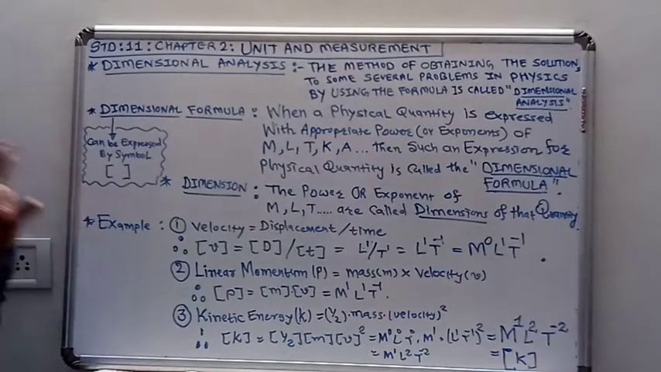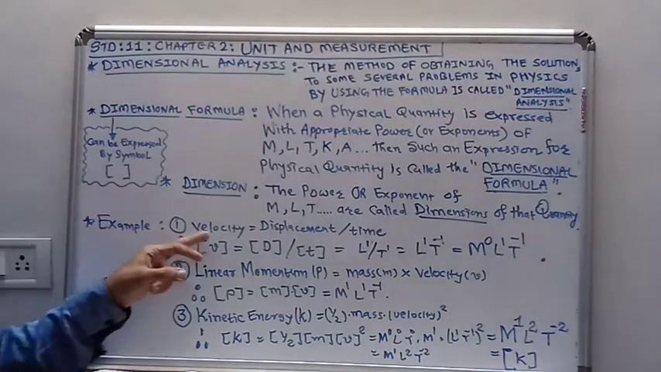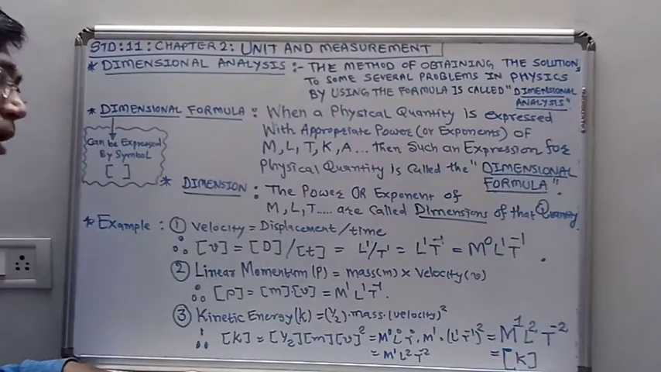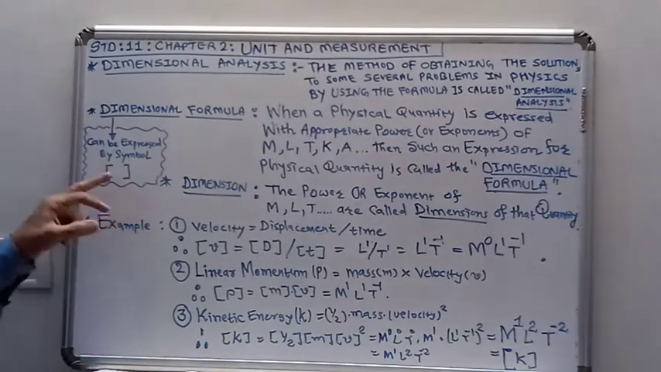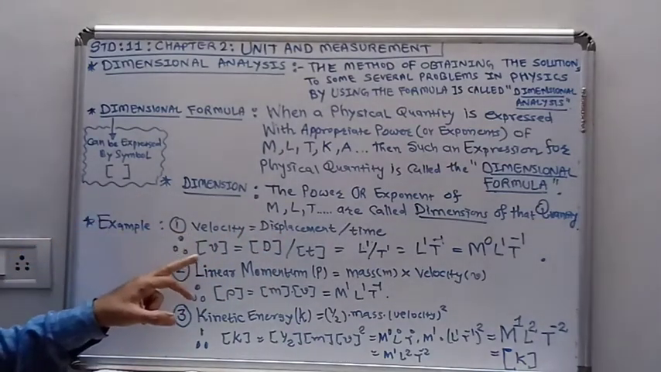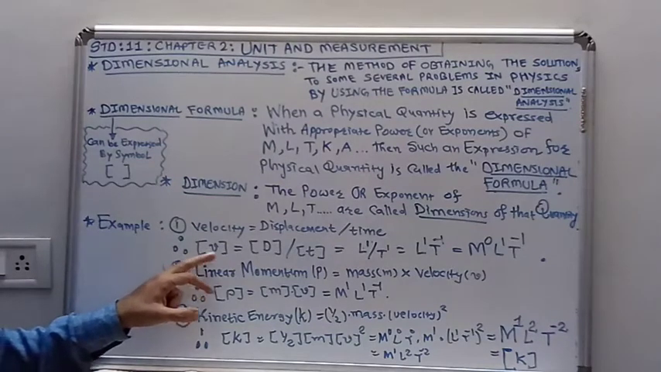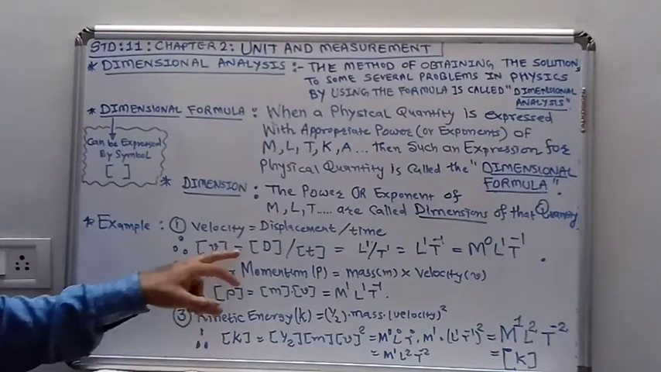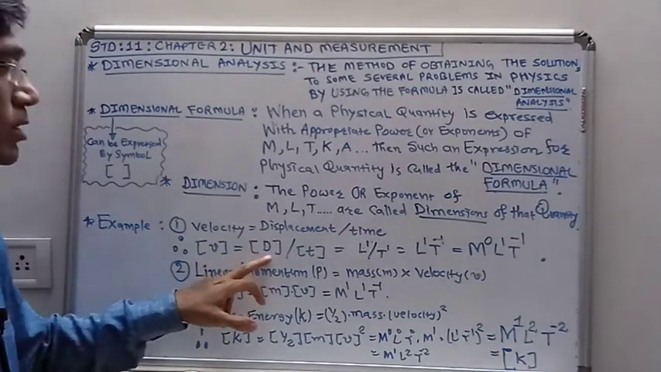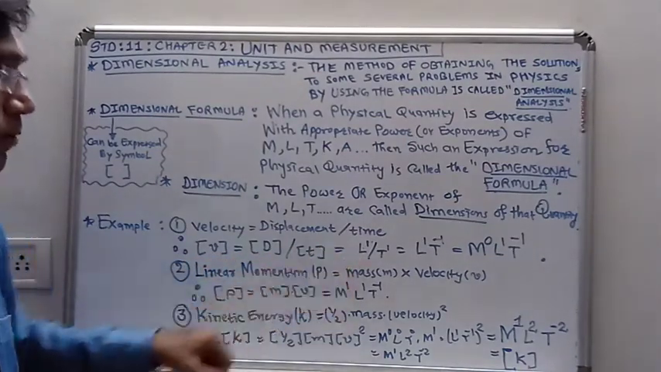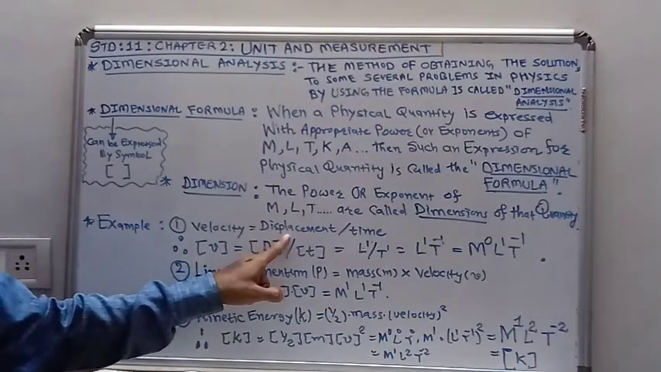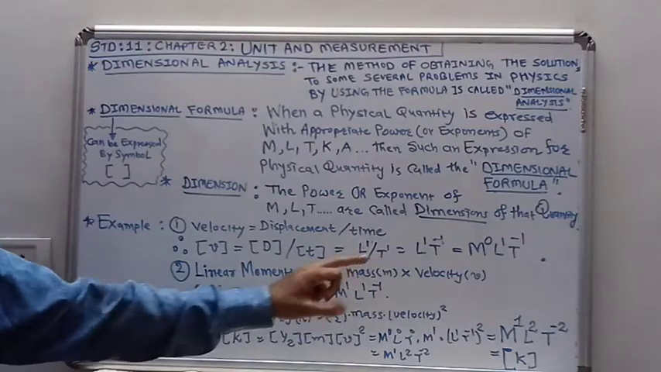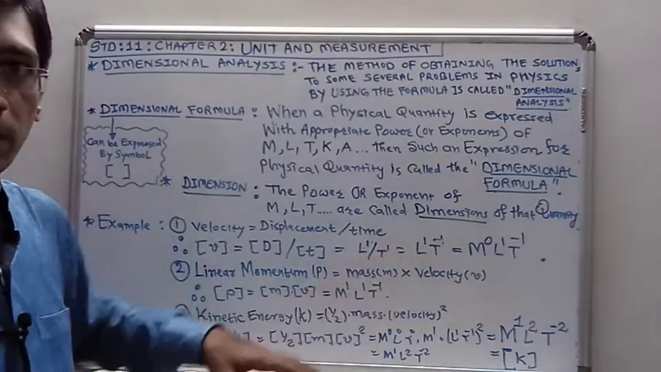Let us take example 1, velocity. Velocity is given by displacement upon time. So the dimensional formula of velocity is given by [v] = [d] upon [t]. The dimensional formula of displacement is L^1. Its power is 1 here, so L^1 upon T^1. It is expressed as L^1 T^-1.